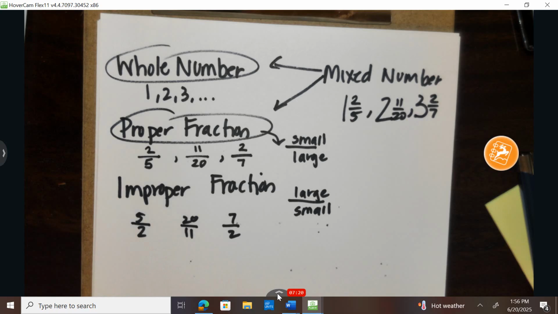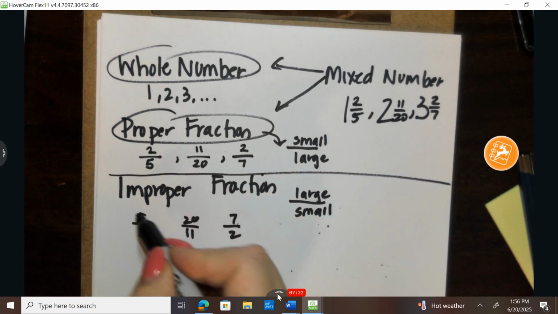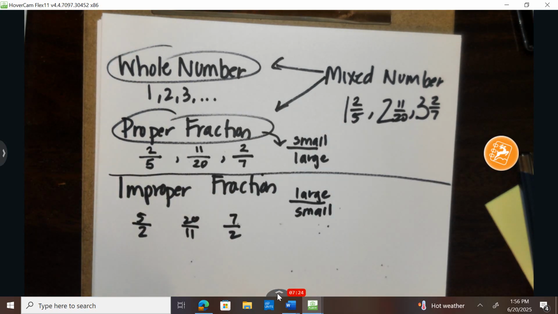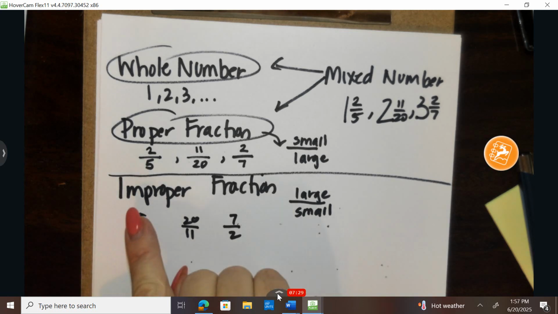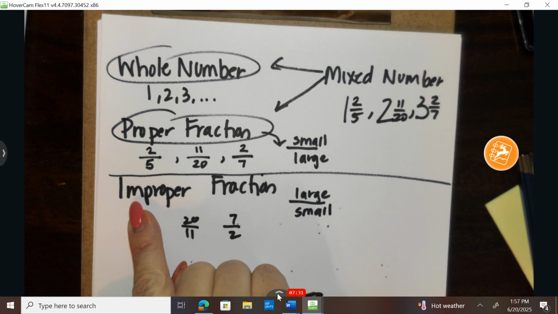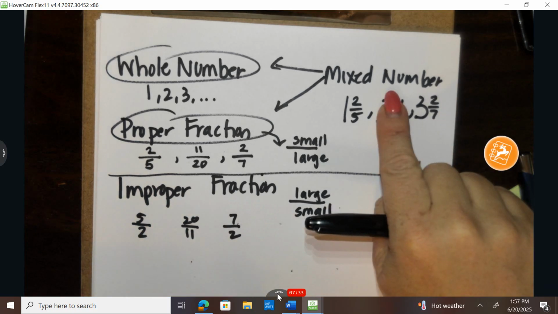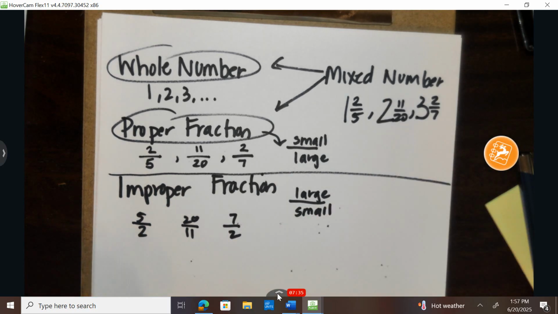Now, how does all of this combine with an improper fraction? Well, in this lesson, I'm going to show you how we can take an improper fraction and turn it back into a mixed number. So I'm going to show you how the two are related, and that's next.